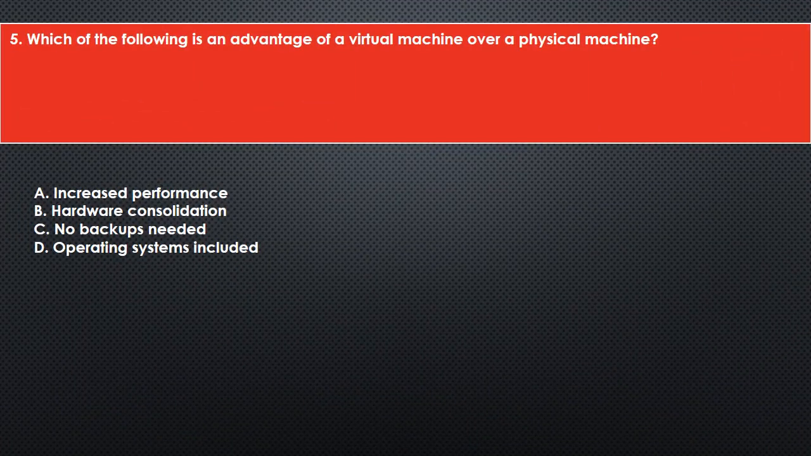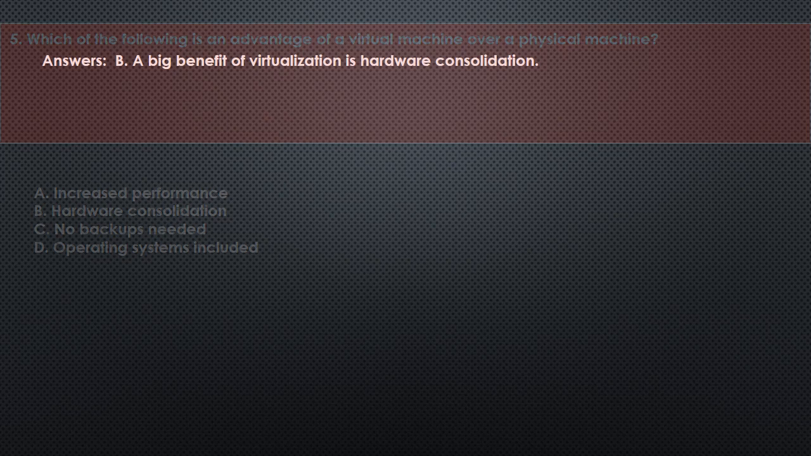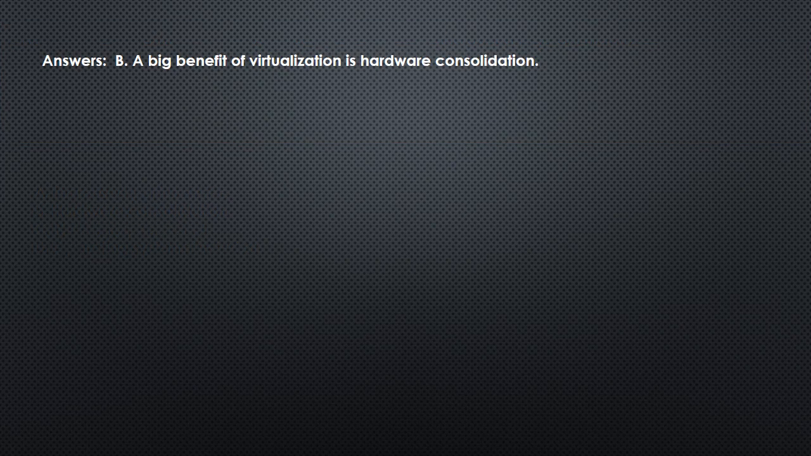5. Which of the following is an advantage of a virtual machine over a physical machine? A. Increased performance. B. Hardware consolidation. C. No backups needed. D. Operating systems included. Answer: B. A big benefit of virtualization is hardware consolidation.